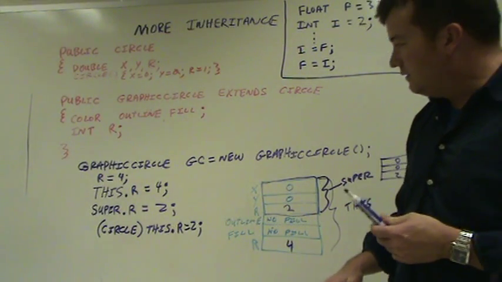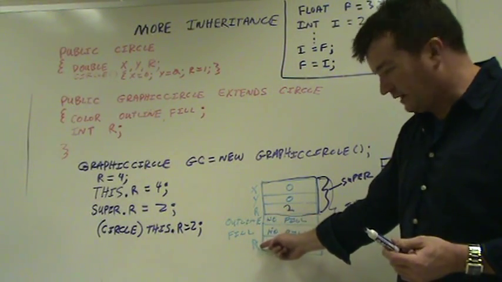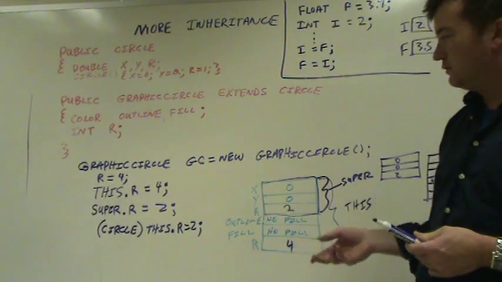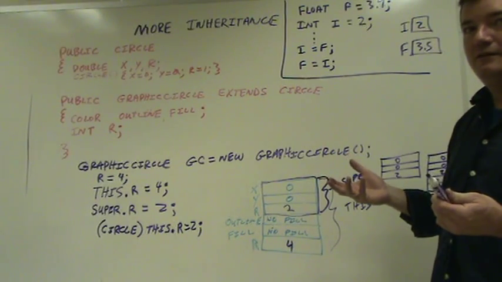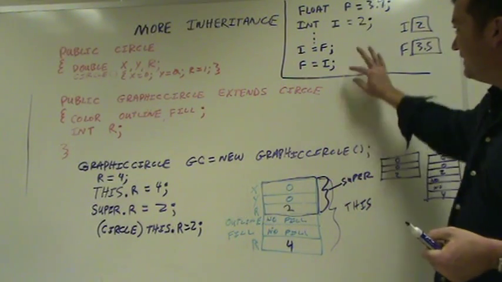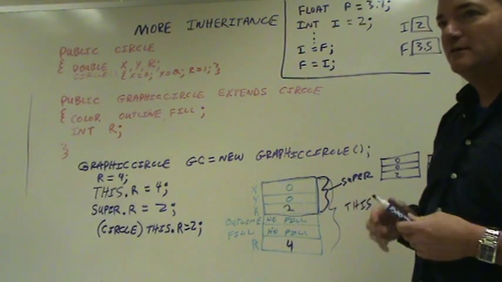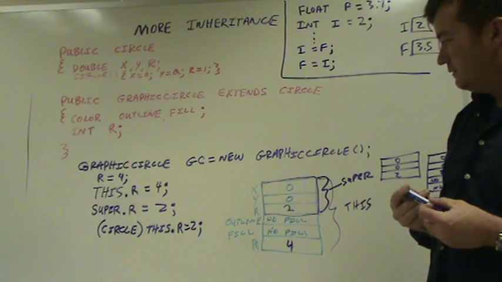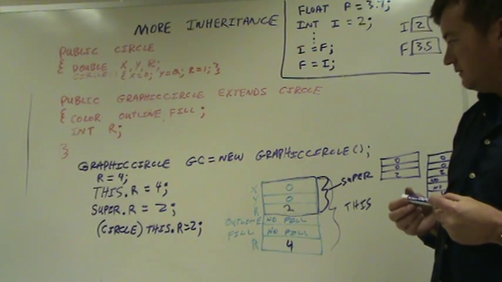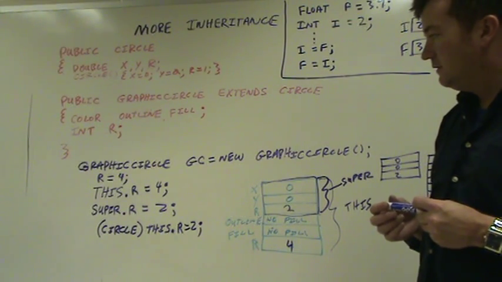From that point on, you can't refer to outline, fill, or this second R unless you converted it back. And if you converted it back, would these fields show up again? This analogy doesn't perfectly map to this one. But why would you allow this? Because by declaring that a graphic circle extends circle, you're really saying a graphic circle is a circle. So if you want to convert it to a circle, it still can be a circle and therefore should be able to act as a circle and perform all the behaviors that a circle does.